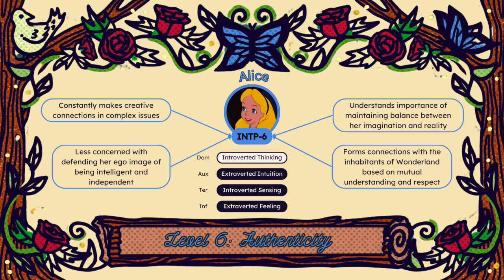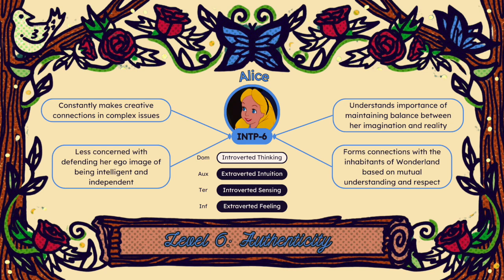Throughout her adventures, Alice authentically displays the keen imagination and decisiveness of an INTP, navigating the whimsical world of Wonderland with curiosity and ingenuity. Unlike lower levels of ego development, Alice shows less of a need to defend her ego image of being intelligent and independent, allowing her to engage more authentically with the present moment and those around her.